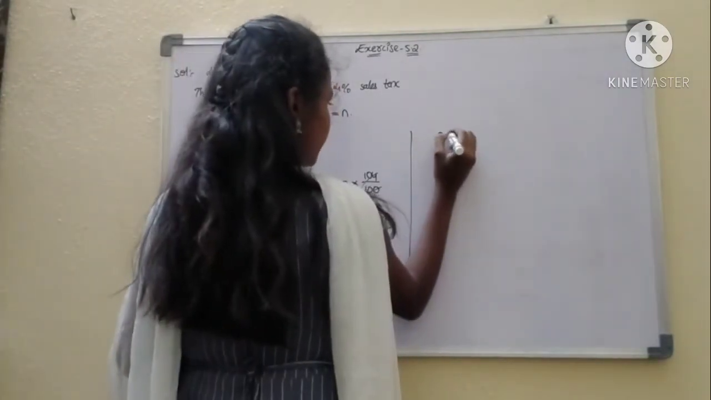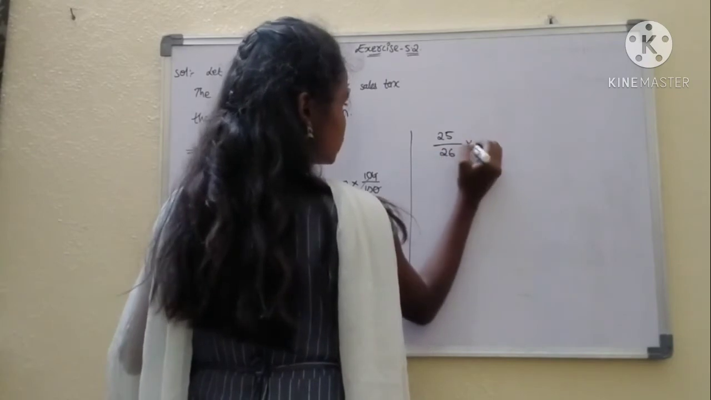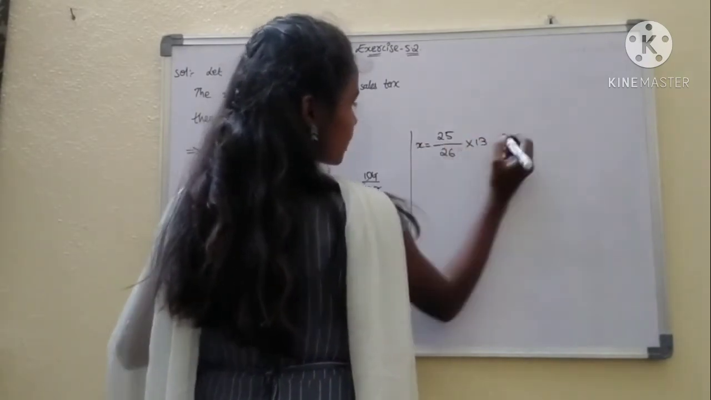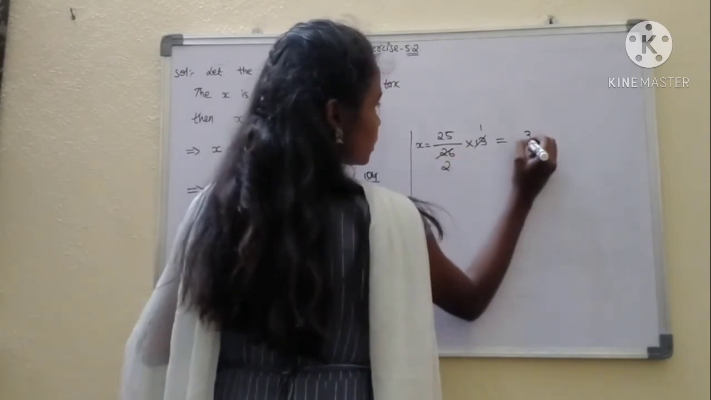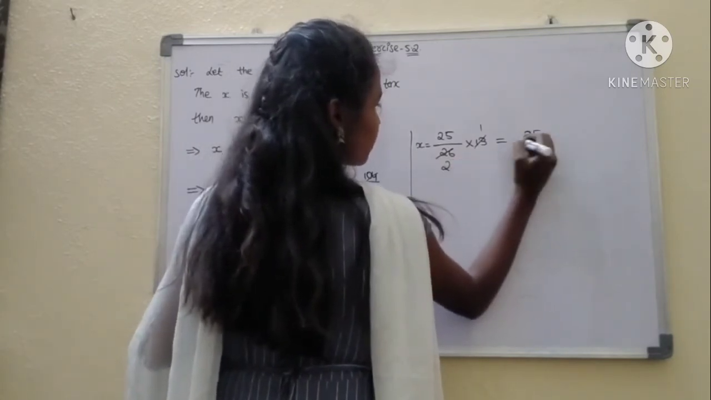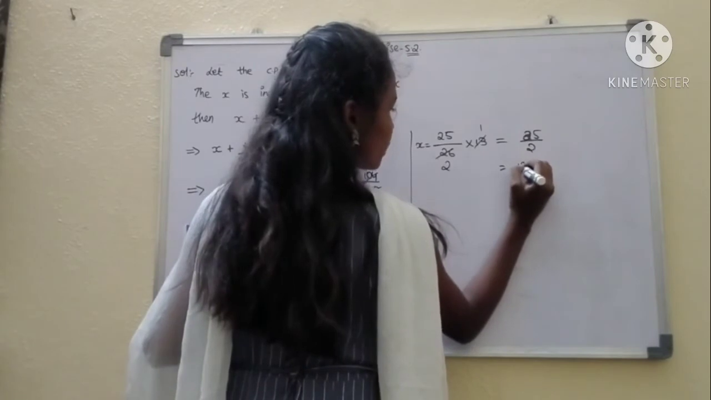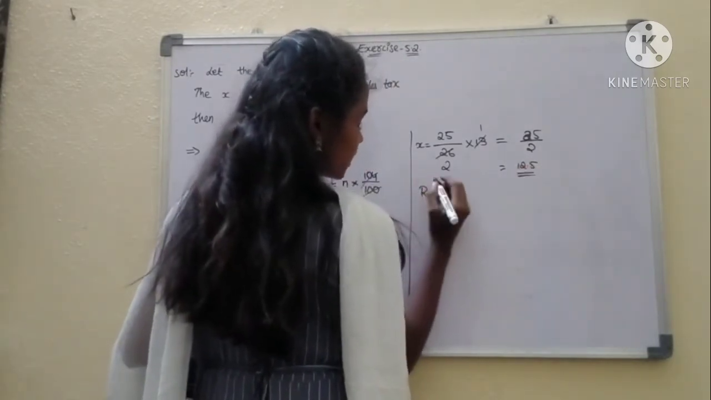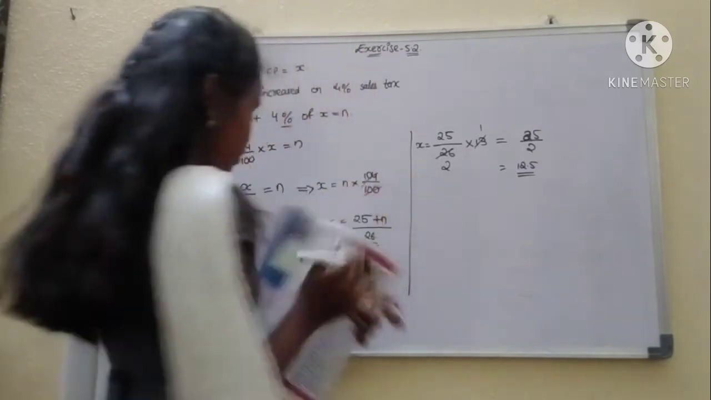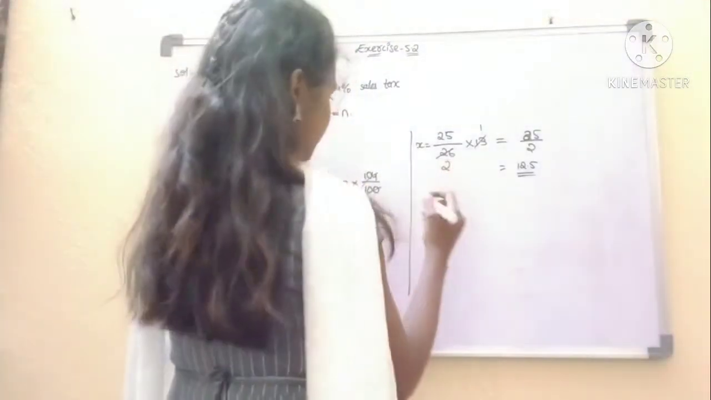So 25 by 26 into 26, x is equal to 13 ones are 13, 13 twos are 26, 25 by 2, that is equal to 12.5. Then next we have to find the rupees.